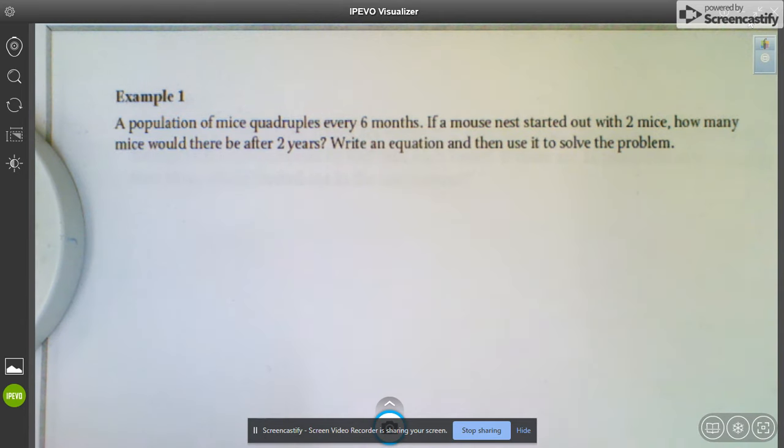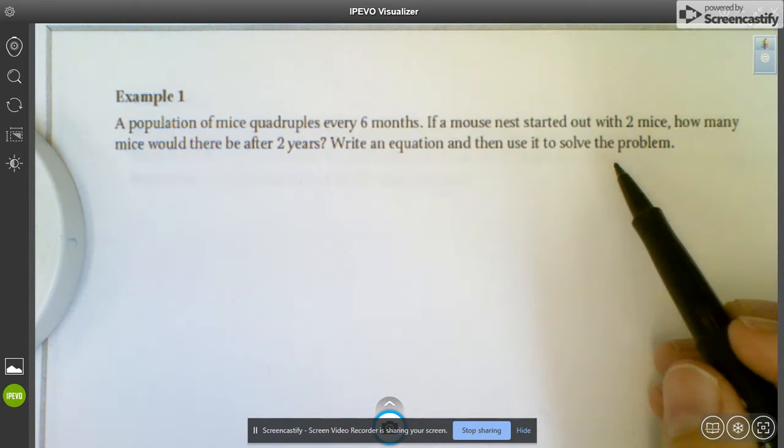Population of mice quadruples every 6 months. If a mouse nest started out with 2 mice, how many mice would there be after 2 years? Write an equation and then use it to solve the problem.